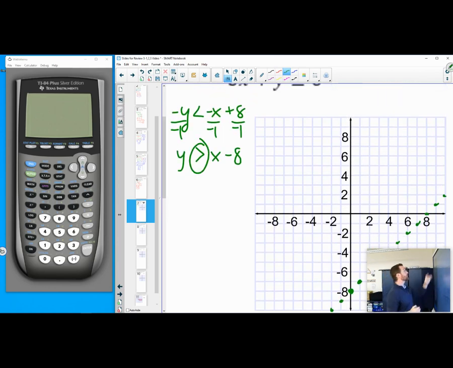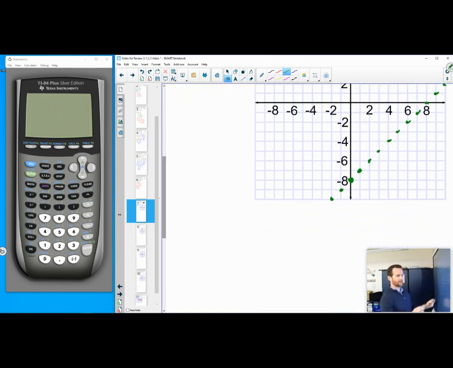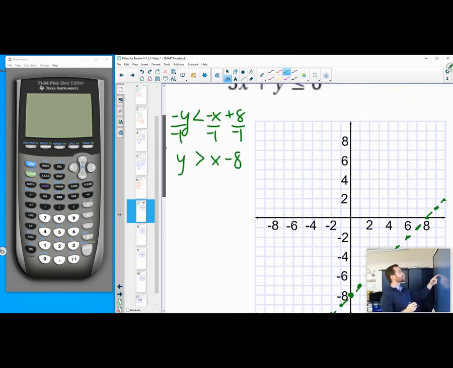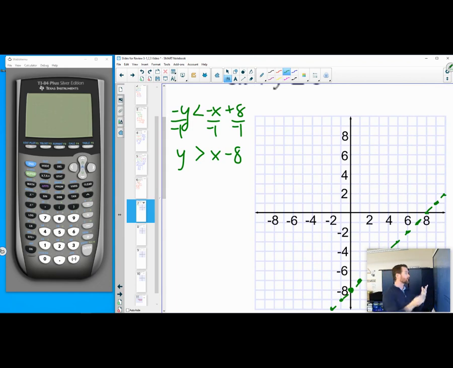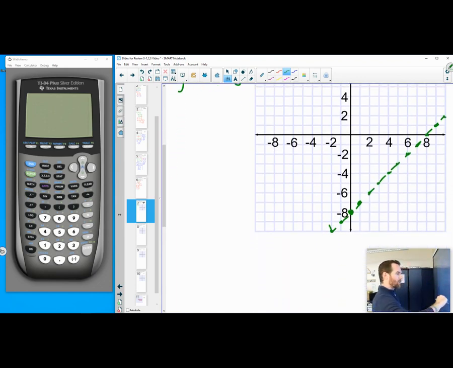It's not or equal to, so it's a dotted line. It sort of already looks like a dotted line. I guess I will dot it, though, just for the sake of completion. And shading. Y is greater than, y is bigger than the other side. So since y is bigger, we shade above. I'm not going to shade the whole graph right now. I'm just going to shade that to signify that it's above the green line.